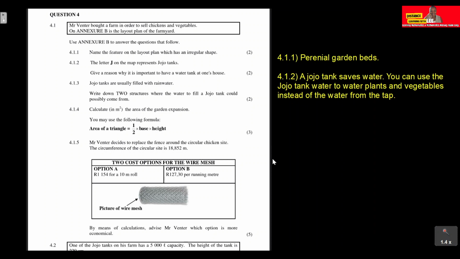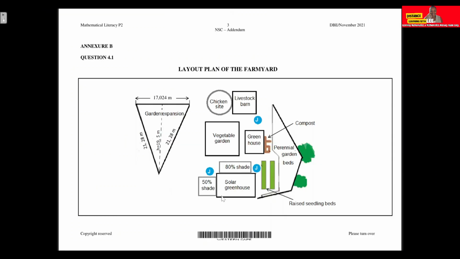If you've looked at, maybe at church, where you have a Jojo tank, you'll see that the water for the Jojo tank comes from your gutters. When it rains, the water falls on your roof, goes onto the gutter, and then travels from the gutter into your Jojo tank. So that is the first reason. They said write down two structures where the water to fill a Jojo tank could possibly come from, so you can also look at the plan here to help you determine where the water could come from. We already mentioned that the water can come from gutters. That is one reason.